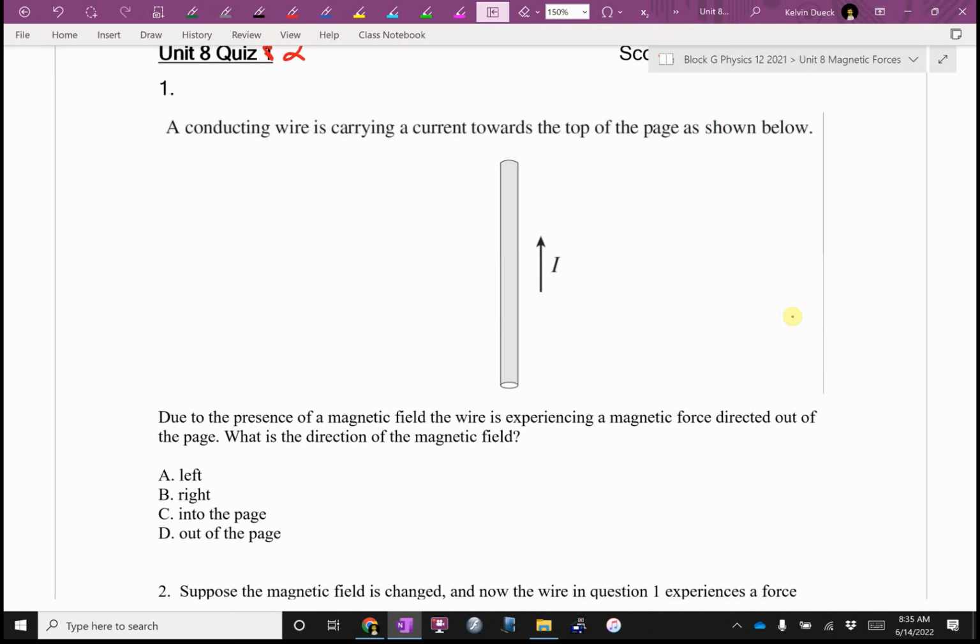So, force out of the page, and I guess the magnetic field is which way? Got to be left.